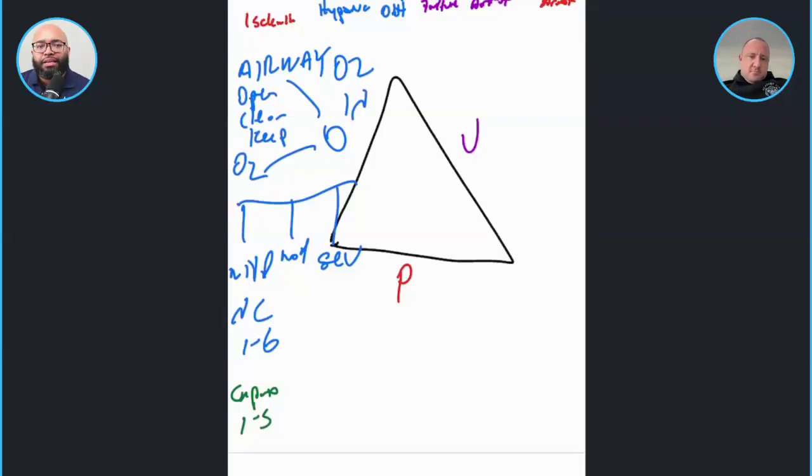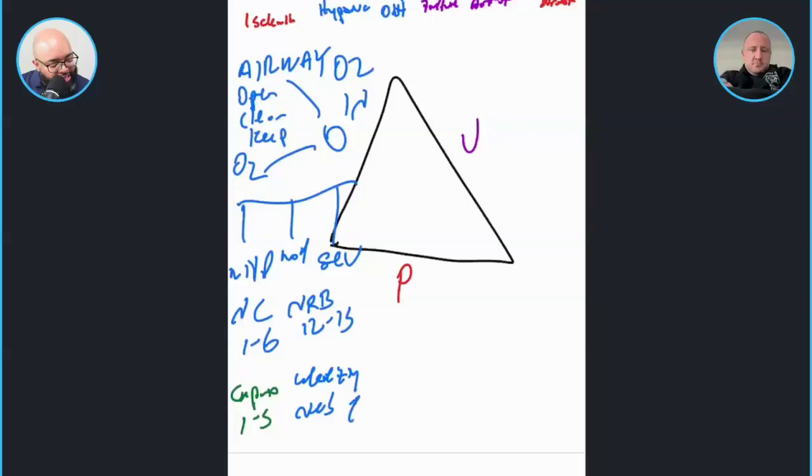Moderate distress. It's a little more effort. They may have some accessory muscle use. They're struggling a little more. Maybe they're talking in 3, 4 words, 2 words even. Okay, now I'm going to go with a non-rebreather. I'm going to do that at 12 to 15 liters per minute. If they have moderate distress plus wheezing, I'm going to go with a nebulizer. I'm going to do that at 6 to 8 liters per minute.